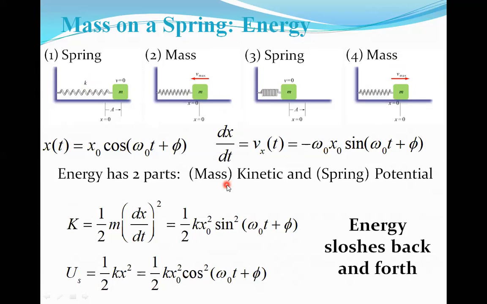So what is kinetic energy? It is nothing but half m v square. What is v? Velocity, which is the rate of change of displacement, so dx by dt is v. So K is equal to half m v square, where v square is dx by dt whole square. We substitute dx by dt, because we have differentiated and got this equation. Squaring this, you'll get K as half k x naught square sine square omega t plus phi.